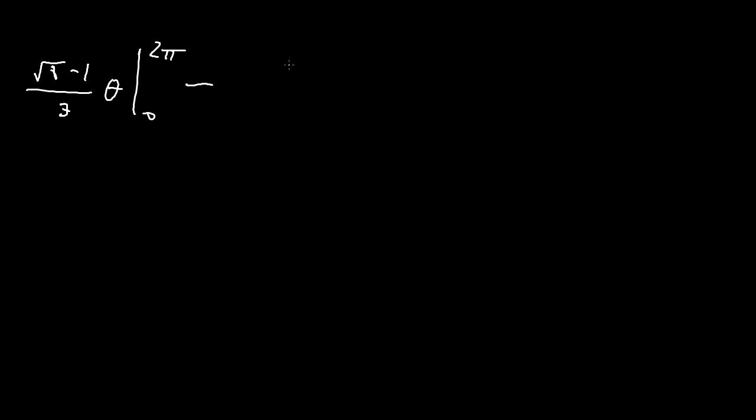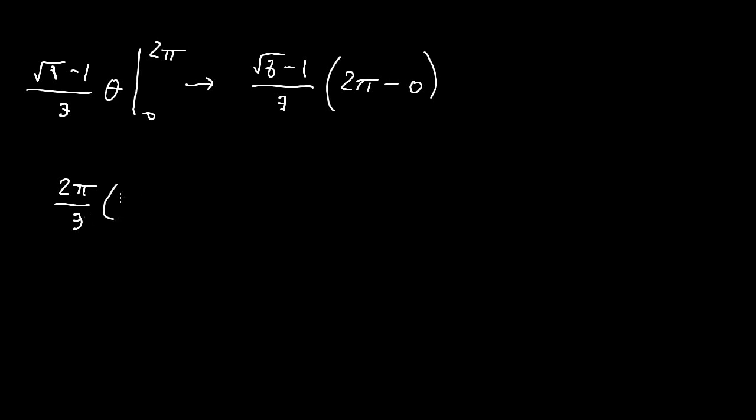Now if I rewrite the constant outside, square root of 8 minus 1 over 3, I can plug in 2 pi for theta. We'll get 2 pi minus, when I plug in 0 for theta, which gets 0. And so we're left with 2 pi over 3 times the square root of 8, which I can simplify to 2 times the square root of 2, minus 1. And that is going to be the final answer for the surface area.